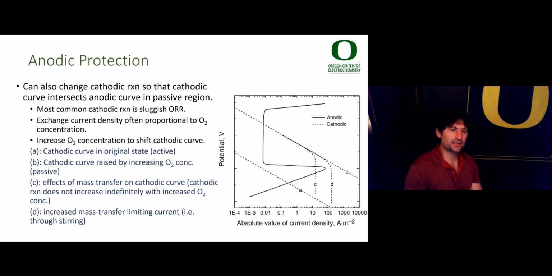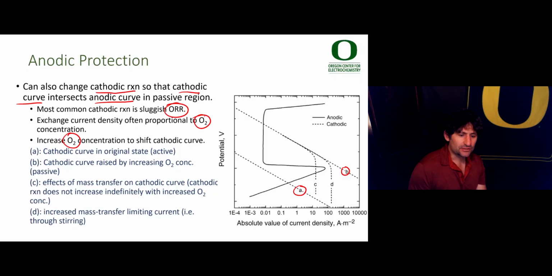Another way to get anodic protection is to change the cathodic reaction so that the cathodic curve intersects the anodic curve in a passive region. So the most common cathodic reaction is the oxygen reduction reaction, but it's pretty slow. And the exchange current density is often proportional to the O2 concentration. So it may be counterintuitive, but one example is you could increase the O2 concentration to shift the cathodic curve up, going from A to B, increasing the rate of mass transport, catalyzing the oxygen reduction reaction.